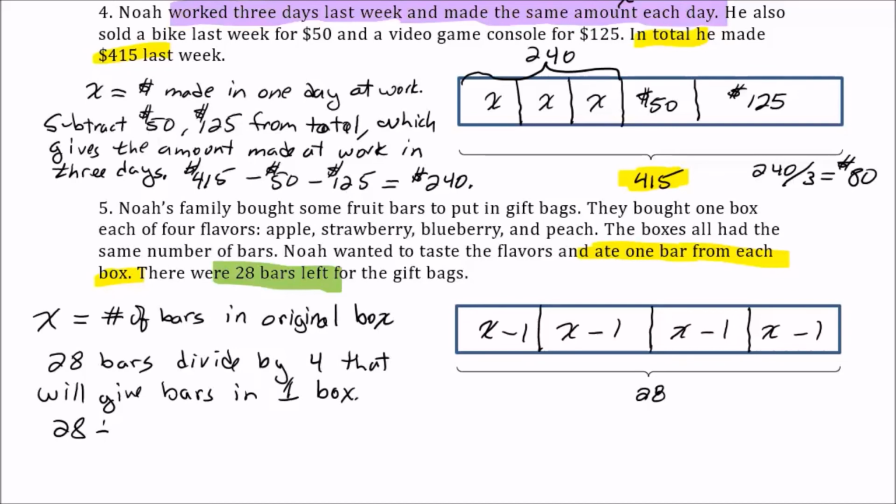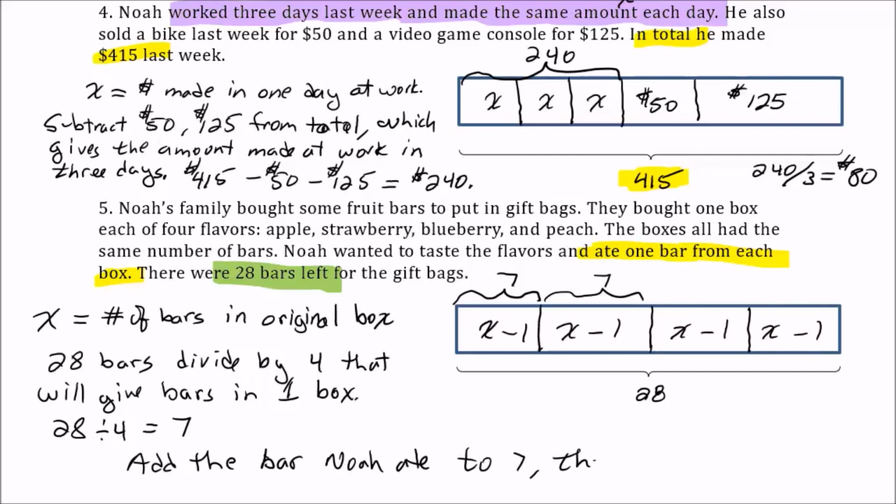So 28 divided by 4 equals 7. So that's got to be this number right here. That's 7. 28 divided by 4. So now how are we going to figure out what x is? Well, if there were 7 bars in the box before Noah ate one, then how many were in the box before would be 8, right? So if we add the bar Noah ate to 7, that gives 8. So there must have been 8 bars in the original box. X equals 8 bars in the original box.